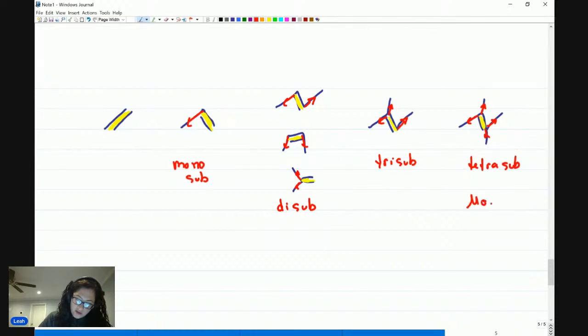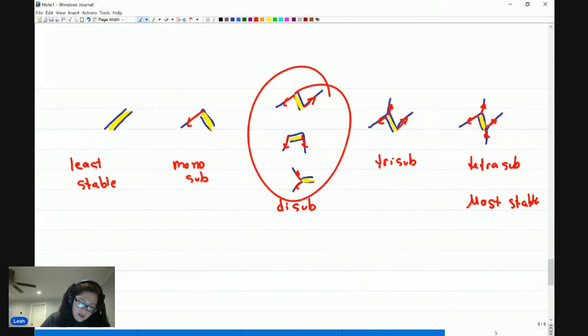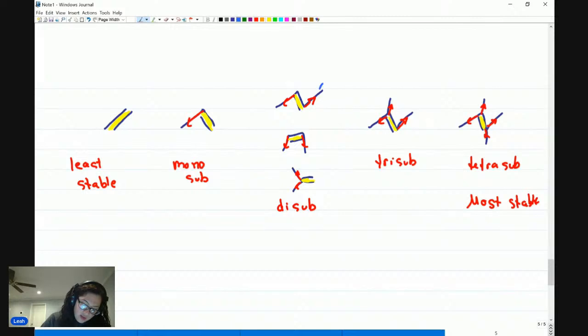The tetra-substituted is going to be your most stable. The one that's not substituted is the least stable. And so when you're trying to figure out which one is the major product, always go for the more stable of them all. With the di-substituted, the one that's most stable has the 2 R groups furthest away from each other, as you see here, versus here they're close together, here they're closer together.